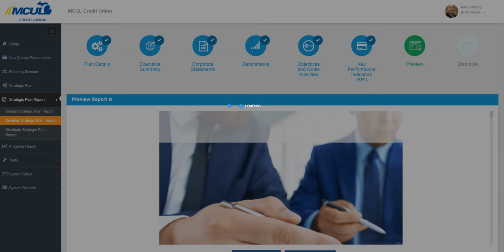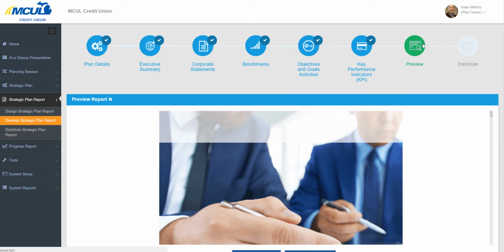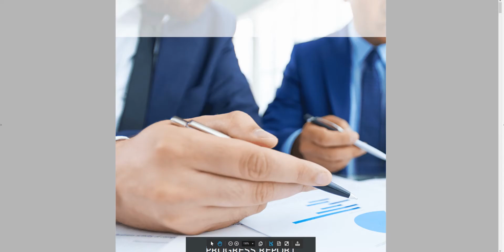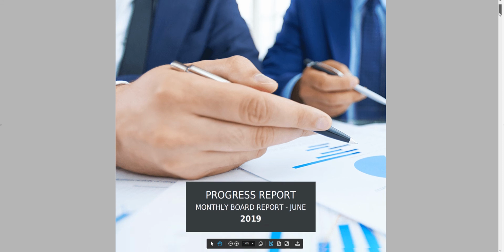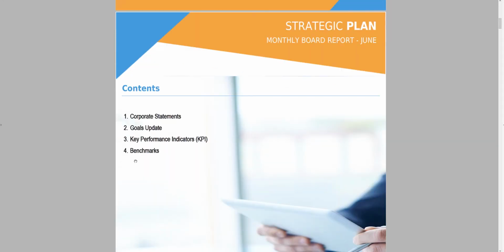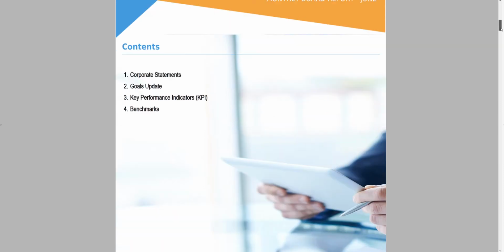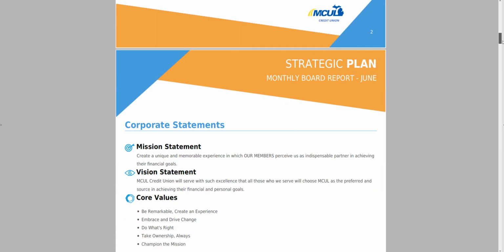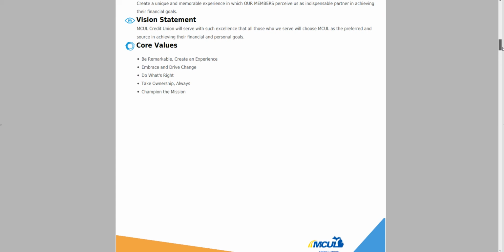When it's done, you'll be able to preview the report very simply. This report is going to be, again, exportable to PDF or to PowerPoint. And the format is going to be very similar to what we just created. Now, we're going to be able to see a table of contents. We would have our corporate statements in there as well.